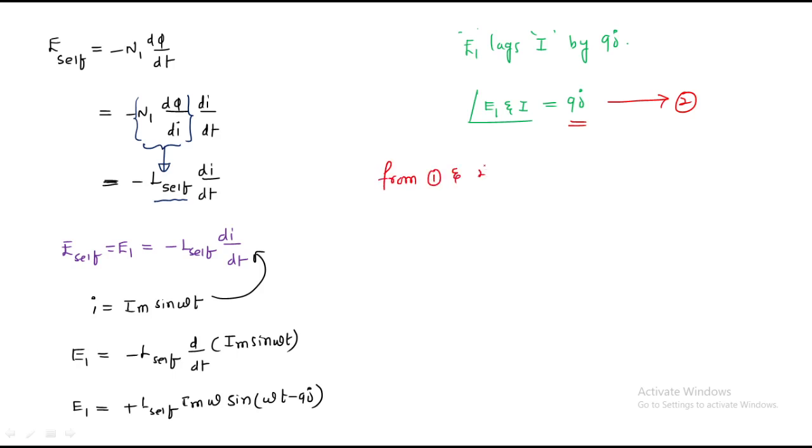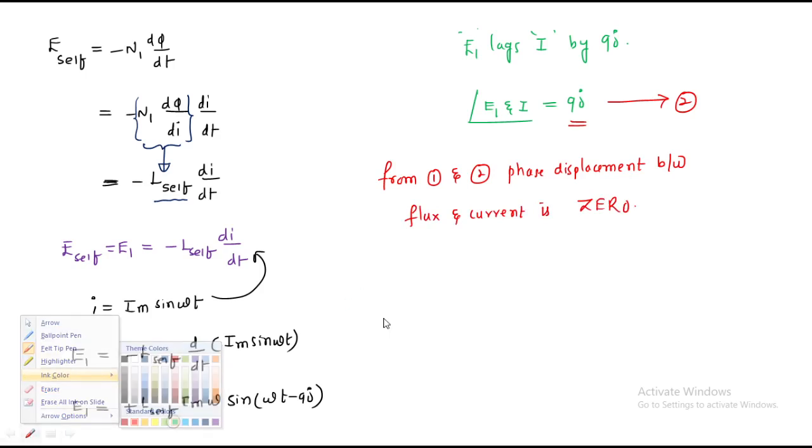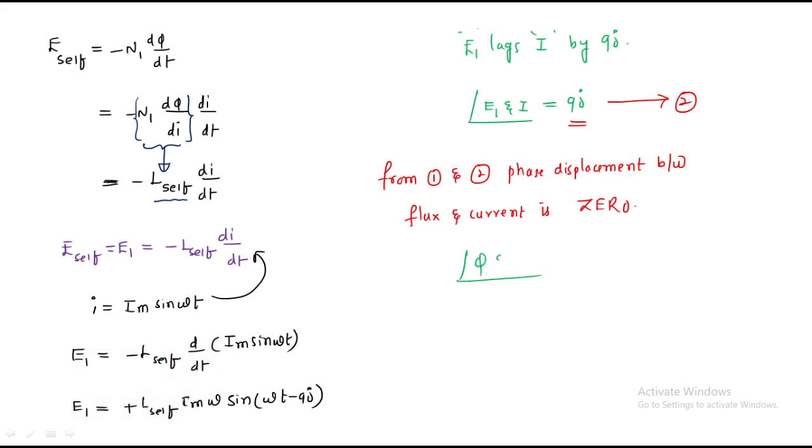Or you can write that from 1 and 2, the phase displacement between flux and current is 0. The phase displacement between flux and current is 0. That is, the angle between flux and current, which is equal to 0 degrees. 0 degrees. Which means what?